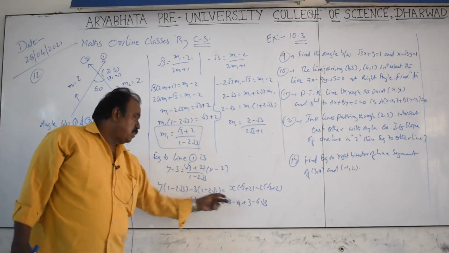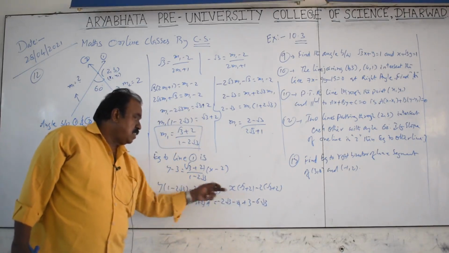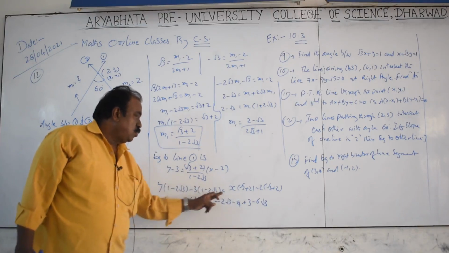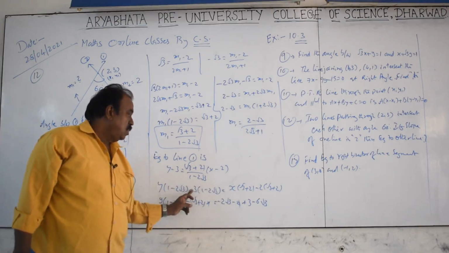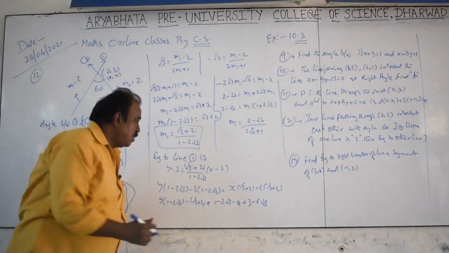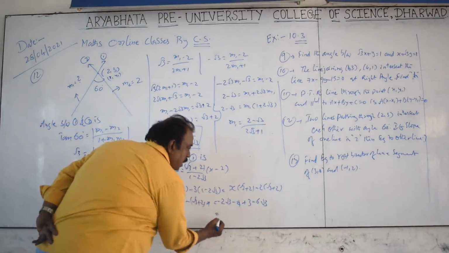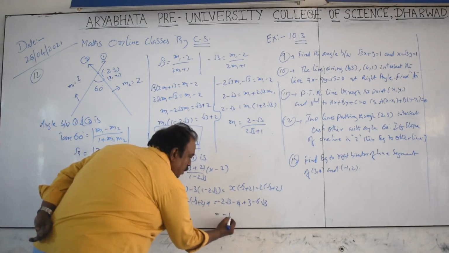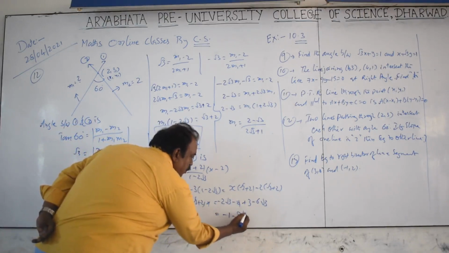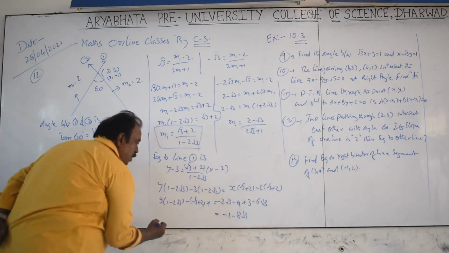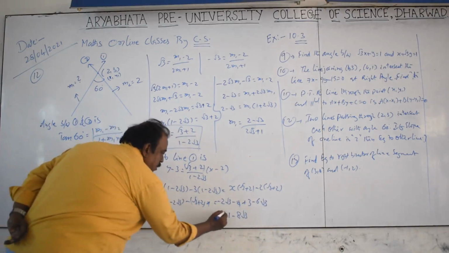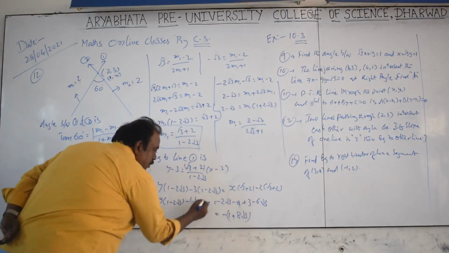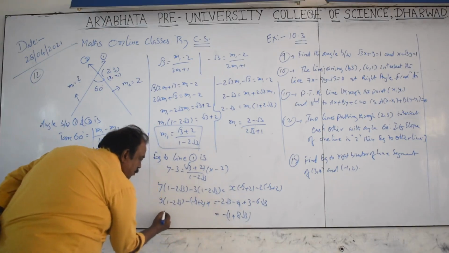Minus will become plus. Minus minus is a plus, that is again a minus. 3 into 6 root 3. 3 into 1 is 3. So here it is minus 1 minus 8 root 3. Here it is written in plus. Here it is the same thing.